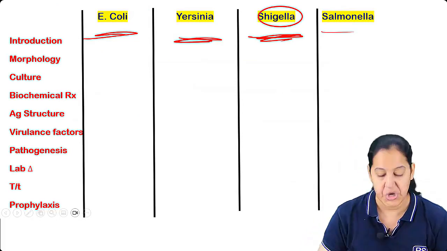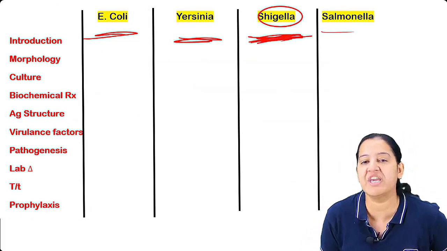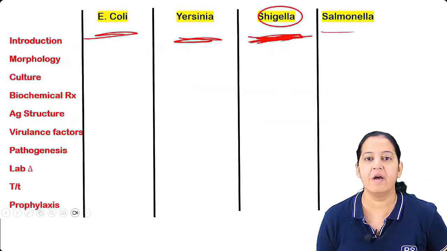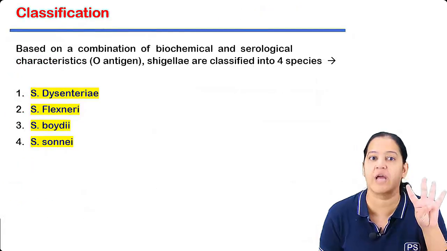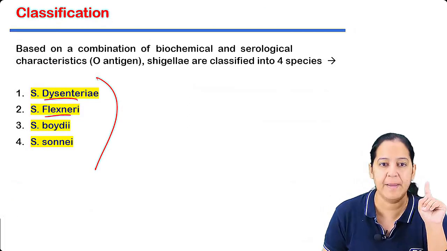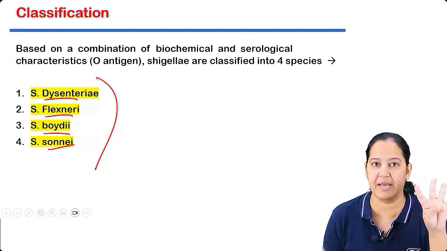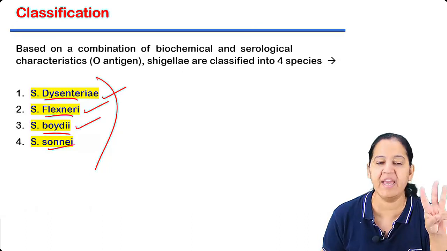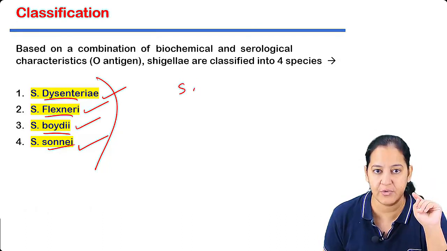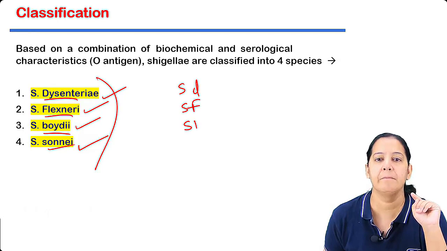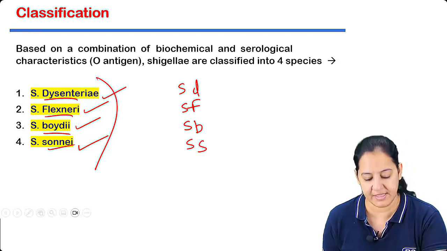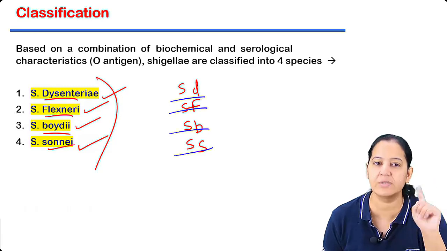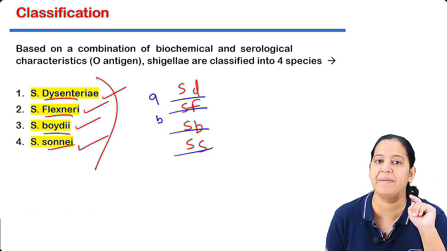Okay, let's continue with Shigella. The third organism here is Shigella. What do you know about Shigella? There are 4 types of Shigella: type A, B, C, D. Shigella dysenteriae, Shigella flexneri, Shigella boydii, Shigella sonnei. These are the 4 types of Shigella, known as type A, type B, type C, type D.